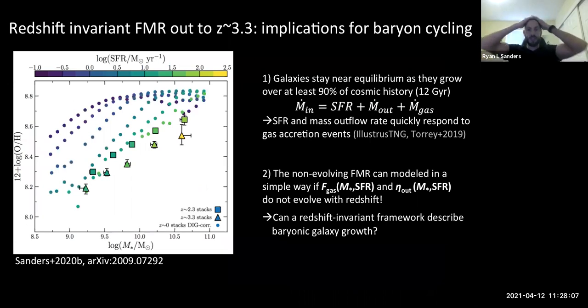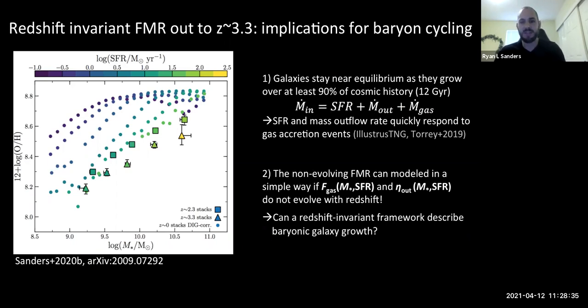So this is really interesting. So what are the implications of this non-evolving FMR all the way out to redshift 3? Well, one thing it tells us is that galaxies must stay near what we call the equilibrium condition as they grow. So this equilibrium condition is given by this equation here. It basically means that the accretion rate is very well balanced with the star formation rate, the outflow rate, and also the change of the gas mass of the galaxy with time.